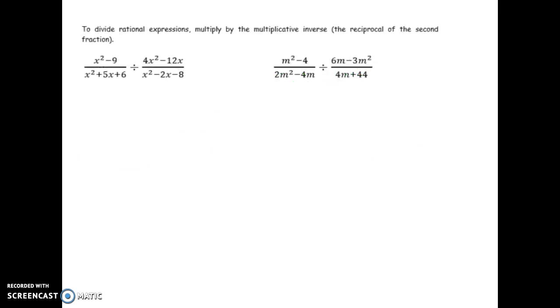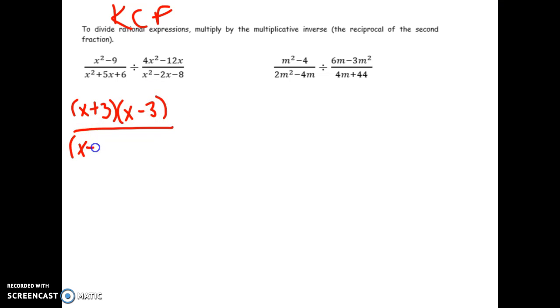All right, so now we have division. Dividing fractions is the same thing as multiplying, except you keep, change, flip. Remember that? So you keep the first one, which would be x plus 3, and I'm factoring, x minus 3. On the bottom, I would have x plus 2 and x plus 3. Oh, I already see something I can cancel out.